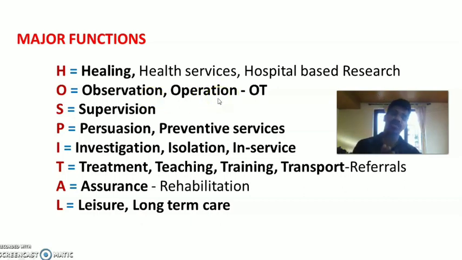Then O stands for operation, conducting various surgeries, that is through operation theatre operations. Then S stands for supervision, supervision of all health services, supervision of the health personnel, supervision of the services, that is quality and comprehensive services rendered by the various personnel in the hospital. Then P stands for persuasion, that is motivation, the skill and effort of a divergent group of people, that is professionals, semi-professionals, non-professionals, etc. Persuasion is nothing but motivation of the service, that is motivation services and preventive services. So community based health services, family based health services, preventive services, antenatal services, immunization services, etc.